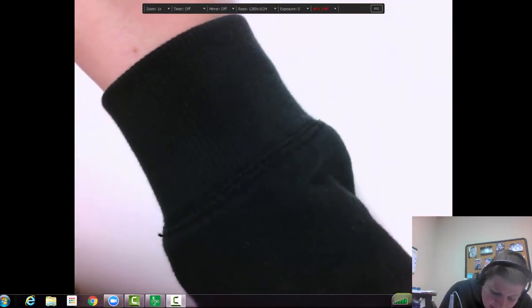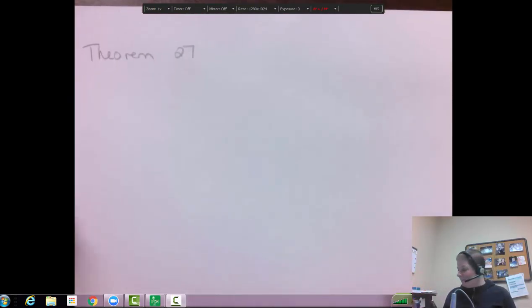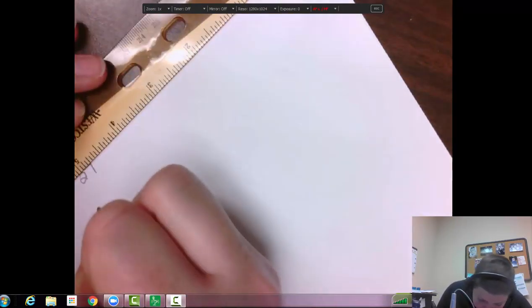The next one's an angle bisector, and this is theorem 27. And this one is similar. Theorem 27 and theorem 28 are like the same thing, switching just like those ones were. So this one is an angle bisector. So we got to start with an angle. Okay, and then it's going to have a bisector, and I'm going to construct this.